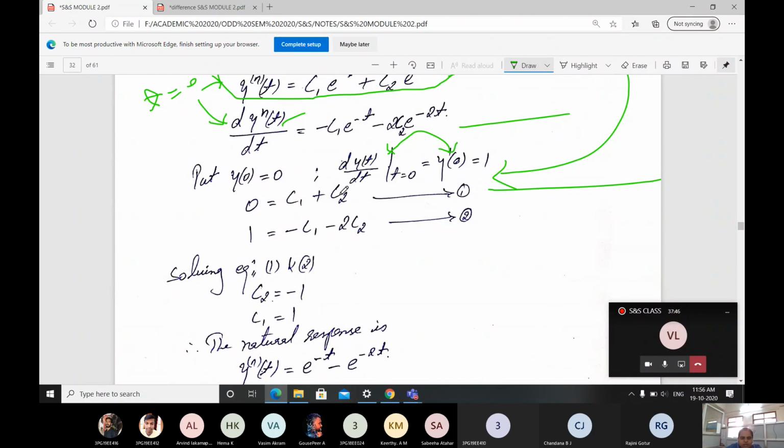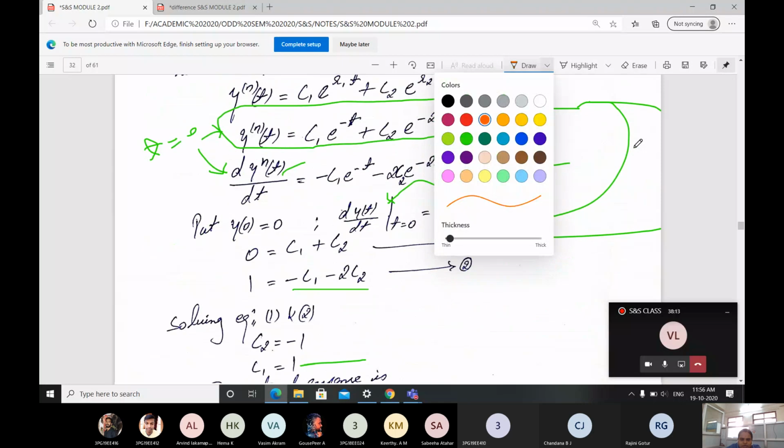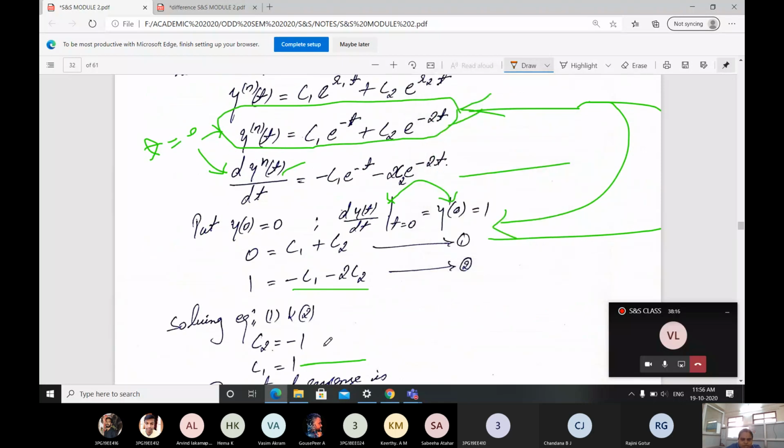Here I can write c1 is going to be equal to minus c2, that you substitute in this equation. Minus c2 will give minus of minus, it is going to be 3, right? You solve for this, it is a simple calculation. So you will get c2 equal to -1, then c1 equal to 1. Then you substitute these two values, that is c1 and c2, in the natural response equation, that is yn of t.